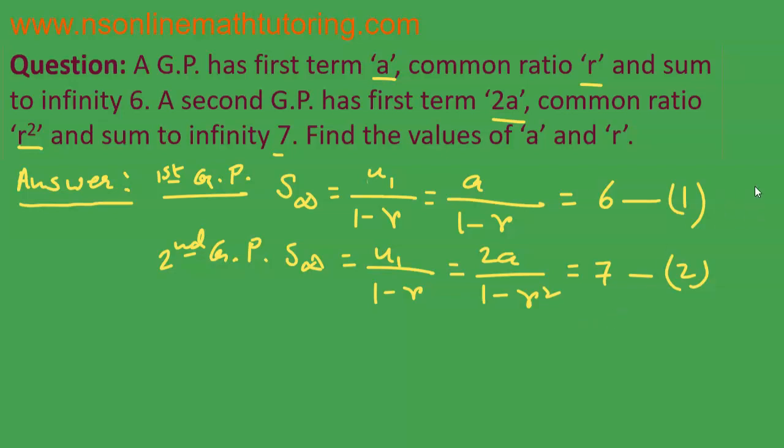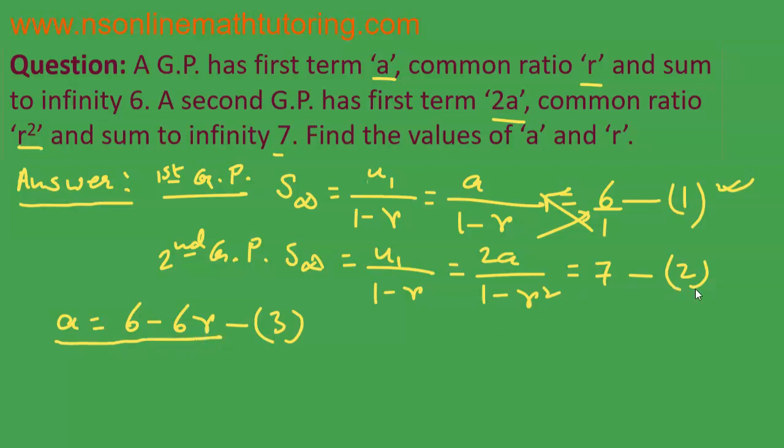So what we can do is let us take the first equation and just cross multiply. I am writing over here, A equals 6 minus 6R. This becomes our third equation. And we will be substituting this expression of A in our second equation. In place of 2A, I am writing 2 times 6 minus 6R over 1 minus R square is equal to 7.